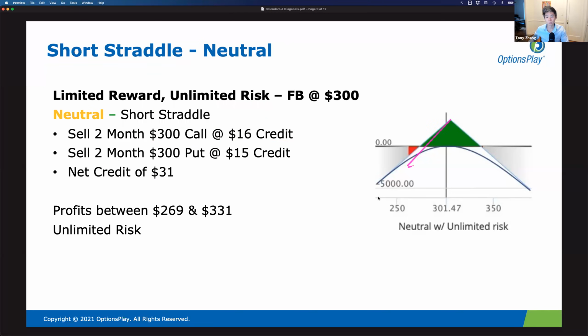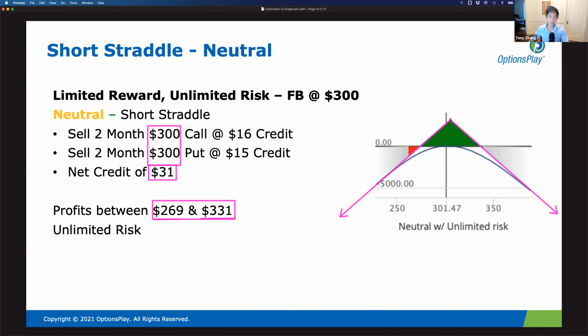Now, a short straddle is pretty simple to understand. You're basically short the call and the put at the exact same strike. And whatever premium you collect gives you a trading range that's $31 around the $300 strike price. So you take the $300 strike price, you add $31, and that's your upper break-even price, which is $331. You take 300 minus $31, your lower break-even price is $269. So as long as Facebook stays between $269 and $331, this strategy will be profitable.